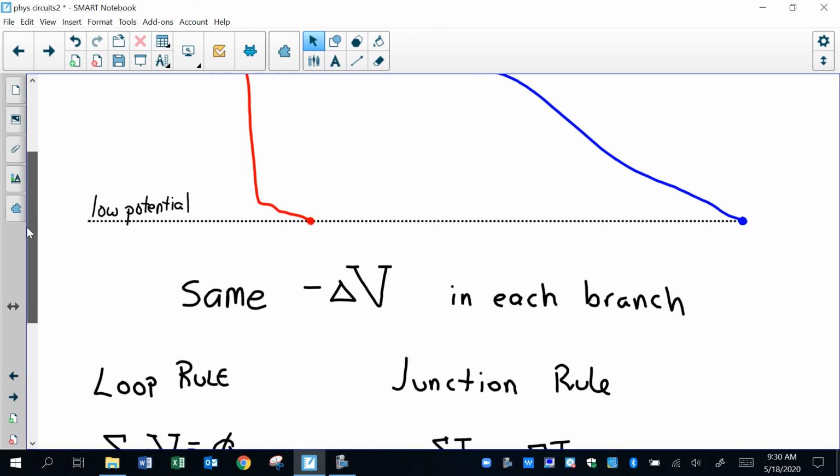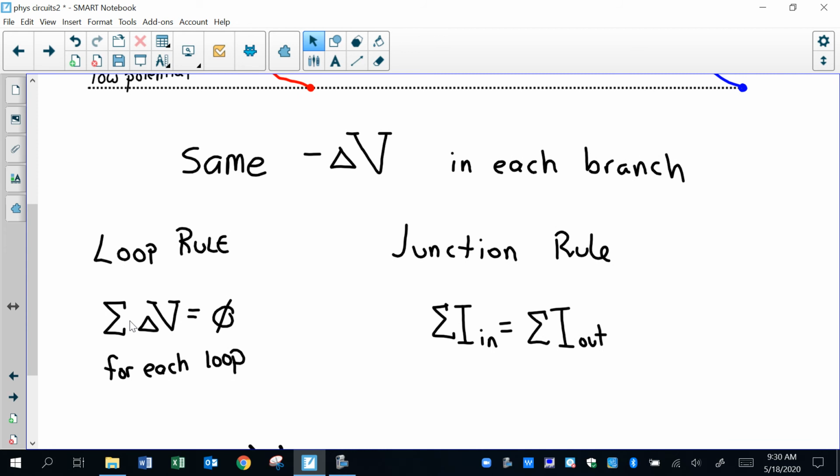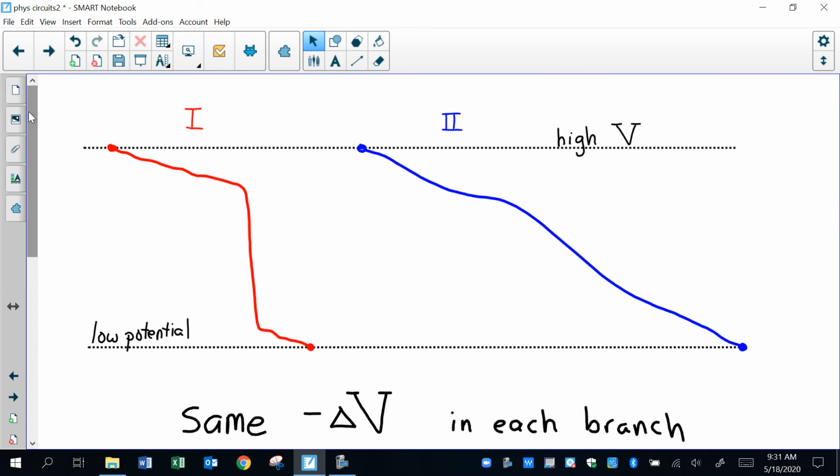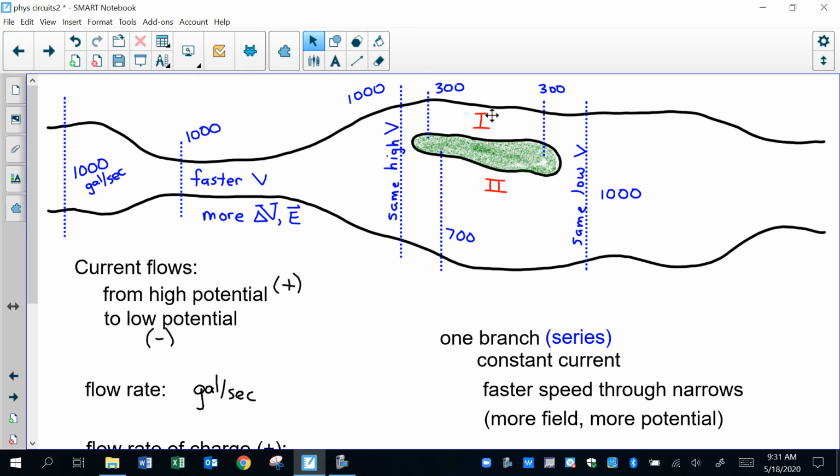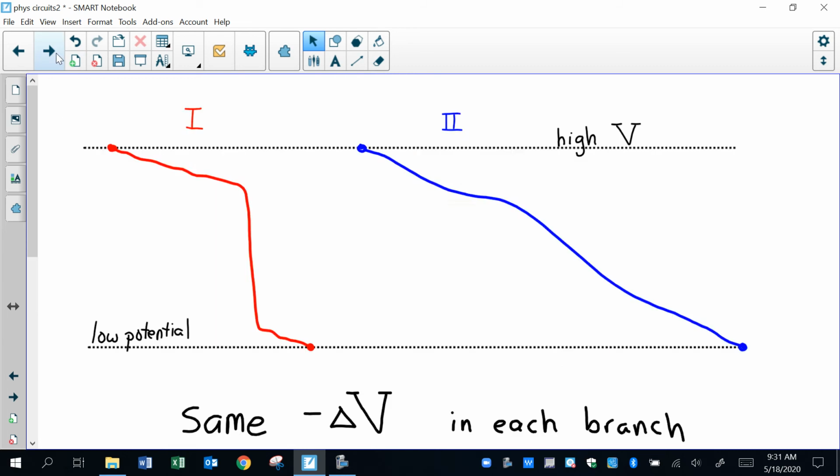If I scroll down, the loop rule says we have to have the same amount of voltage used for every loop that we have. So we have to have the same voltage across each branch. So if I go back to the previous slide here, it doesn't matter how big or small our wires are. They both have to go from the same high voltage location to the same low voltage location. So the elevation of my water, because that's what a river is, moving water from high to low, the elevation of my river is like the voltage. There is the high potential, high voltage, and here it's low voltage or low potential.